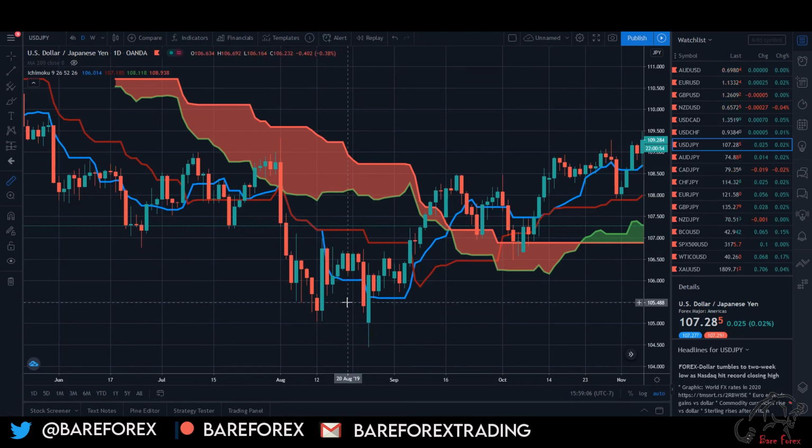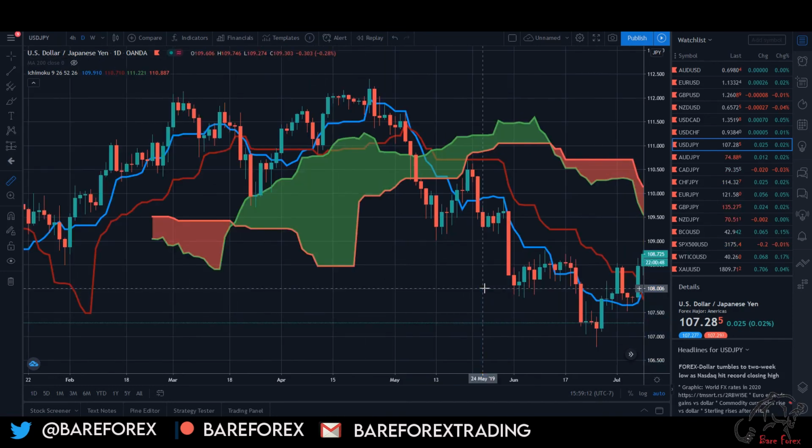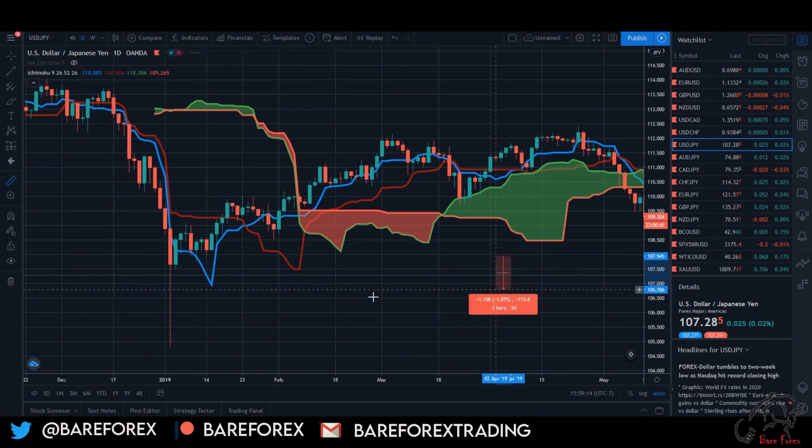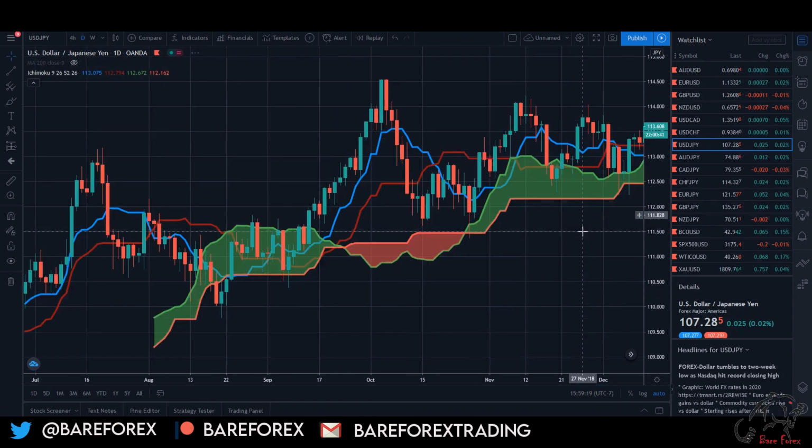Let me see if I can find a nice one that's actually inside of a cloud. Yeah, there's not much inside of the clouds over here, is it? This one would have been too far in. Well, here's an example of once price broke out of the cloud, I would have went.